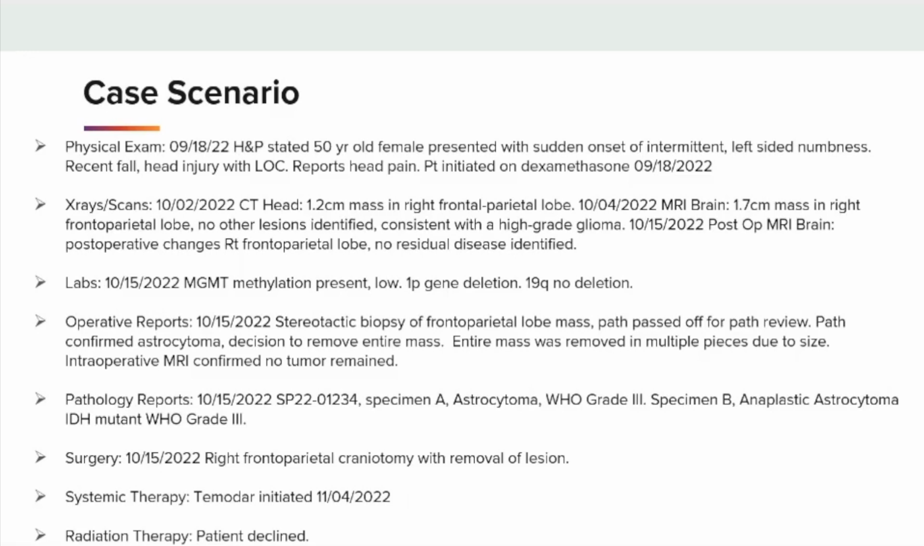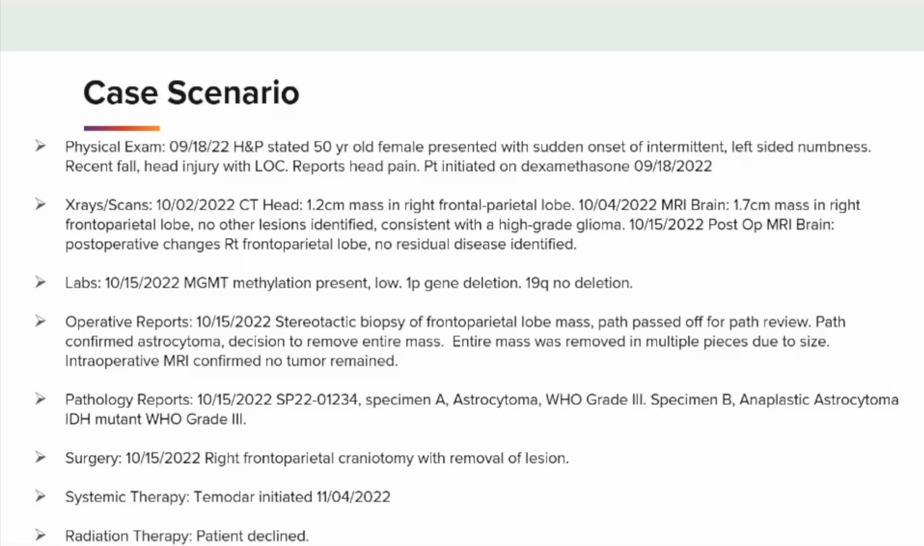We have a 50-year-old female on the H&P presented with a sudden onset of intermittent left-sided numbness. The patient had a recent fall, a head injury with loss of consciousness, and reports head pain. The patient was initiated with dexamethasone on 9/18/22. And the CT head showed a 1.2 centimeter mass in right frontal parietal lobe. The MRI brain showed a 1.7 mass in the right frontal parietal lobe. No other lesions identified, and it was consistent with high-grade glioma.